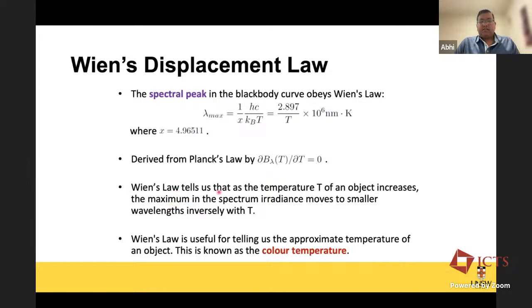It basically tells us that as the temperature of an object increases, the maximum in the spectral irradiance moves to a smaller wavelength, which is inversely proportional to T. And it is quite useful in telling us the approximate temperature of an object. This is also known as the color temperature.